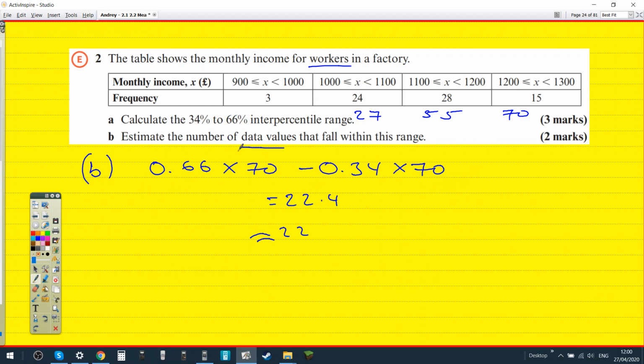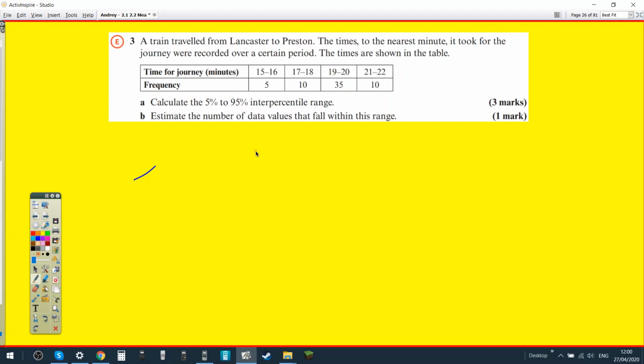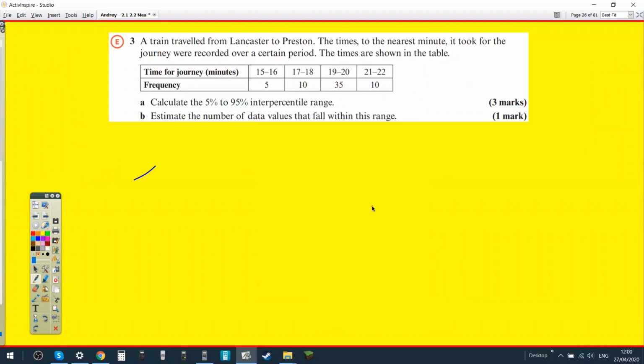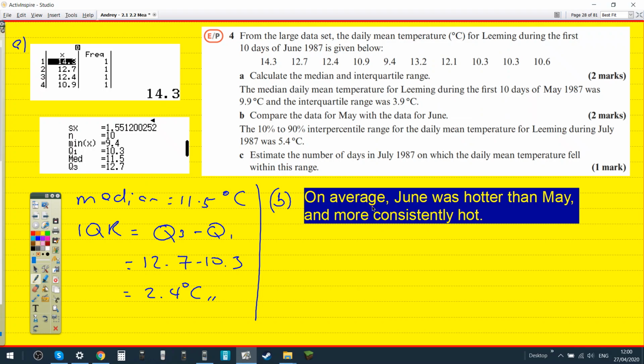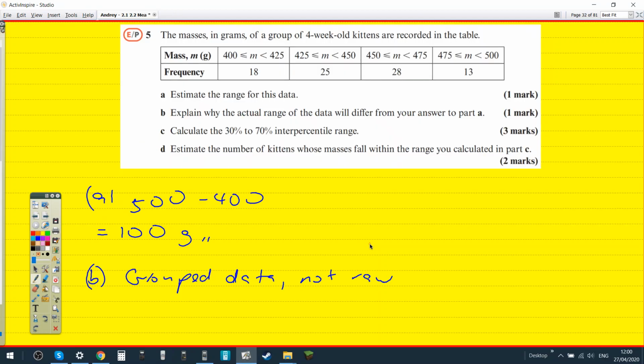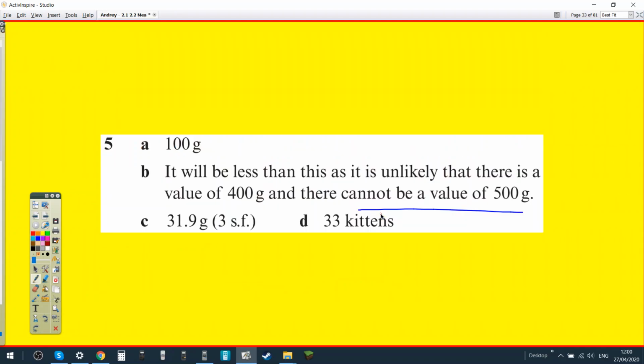This one, estimate the number of data values that fall in there. Yep, that's okay. Range, biggest minus smallest. Hang on, what was this one? The number of data values that fall. Yeah, so 66% minus 34% of the total. And then other than that, comparing averages. You remember that from GCSE. That's good. And then it's grouped data, not raw. The other thing we assume is that these are evenly distributed, so they're not all clustered in the middle. That's the assumption that we make for these.